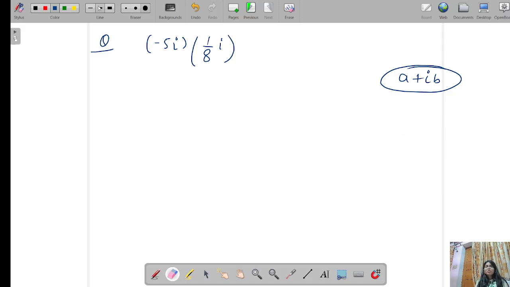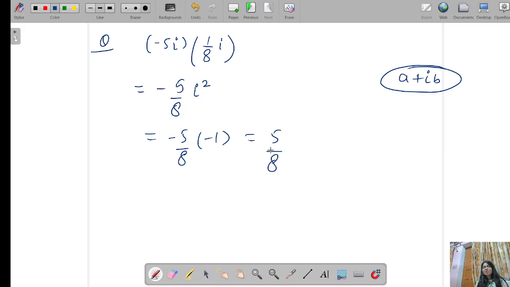Now, if I'm going to solve this, this will be minus 5 by 8 iota square, and here further I can use the value of iota square as this. I can write it as this. I have come to the solution of this. Now I have to represent it in the form of a standard complex number. I can write it as this. Alright, this is clear to you?